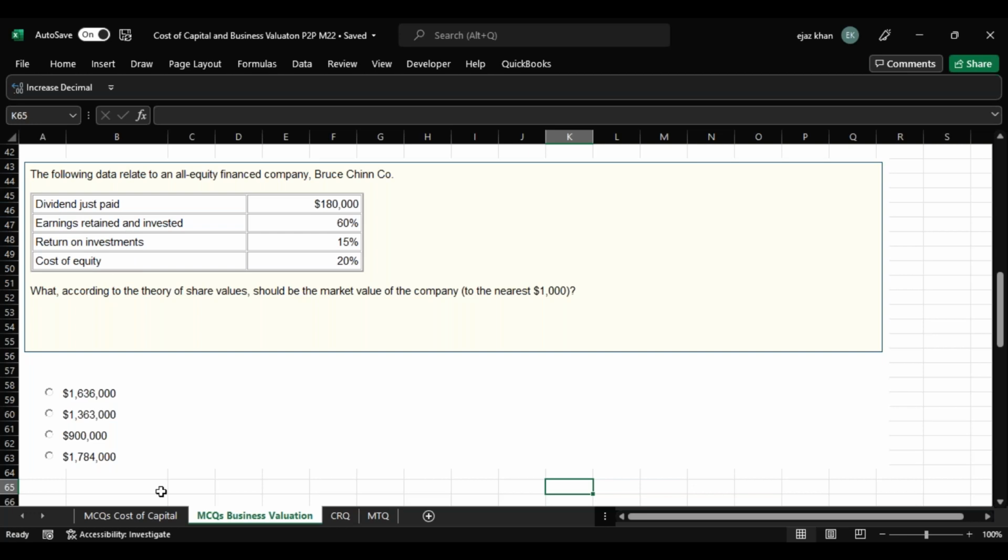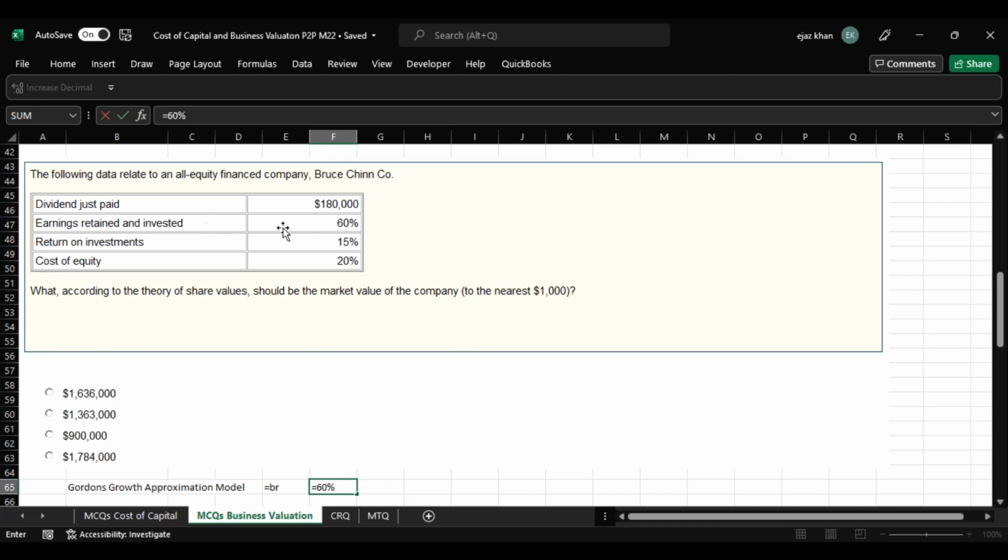Now for growth, one formula of calculating growth is the compound growth rate, which we discussed earlier on. The other formula is the Gordon's growth approximation model, which is equal to b into r, that is retention ratio and the rate of return on equity. So retention ratio, earnings retained and invested 60%, is the reverse of dividend payout ratio. If a company has a retention ratio of 60%, it means it has a dividend payout ratio of 40%.